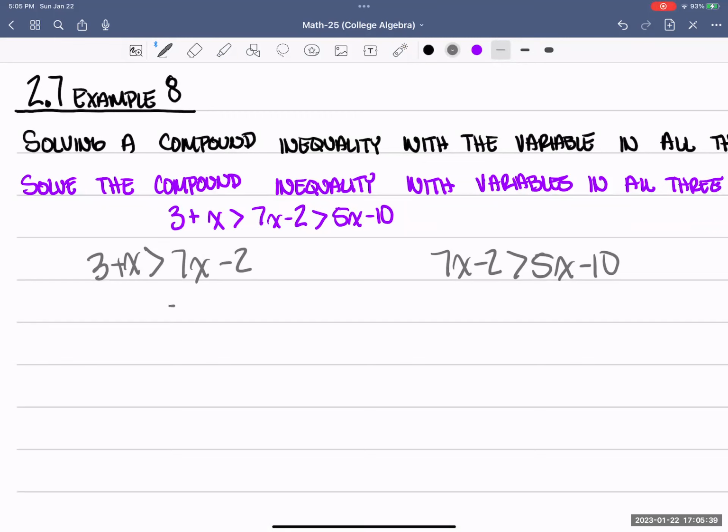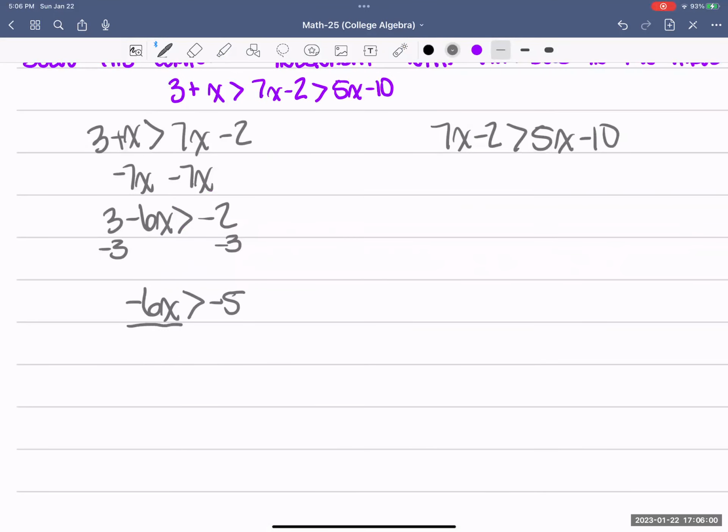to the right side. Minus 7x, minus 7x. 3 minus 6x greater than negative 2. Minus 3 both sides. Negative 6x is greater than negative 5. Lastly, dividing by a negative 6. And since we divide by a negative number here, we're changing the direction of the sign. x is now less than... negative divides out with negative, and we're left with 5 over 6. That doesn't simplify. So we have that part.